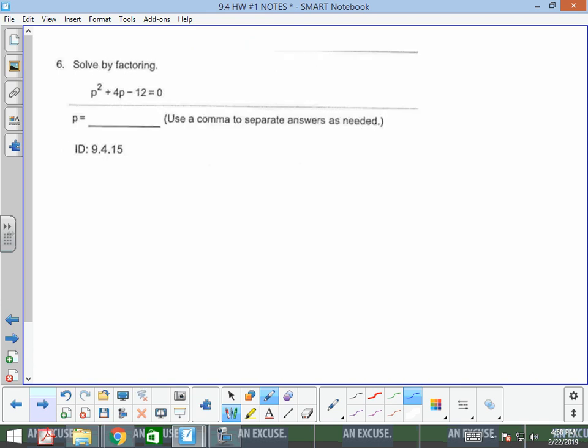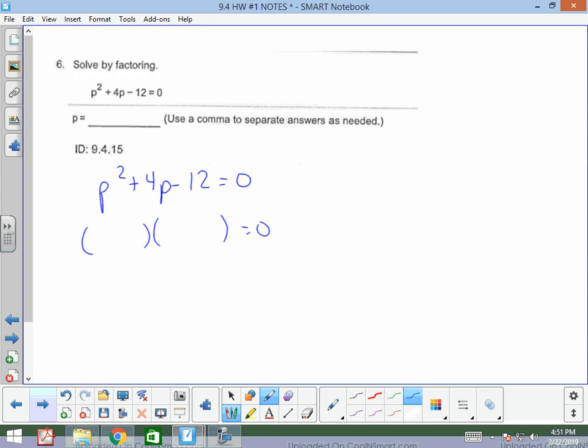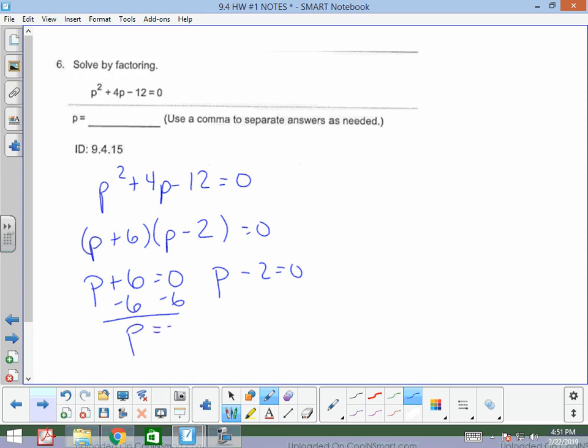All right, one more. We're going to take p squared plus 4p minus 12 equals 0. Factor. So that's p plus 6, p minus 2. Now we're going to take each factor, set it equal to 0, and solve. So p equals negative 6, and p equals positive 2. So it's kind of like what we were doing with factoring. We just have to take it one step further and set each factor equal to 0 and find the solutions for the variable. All right, so now you're ready to try the homework.